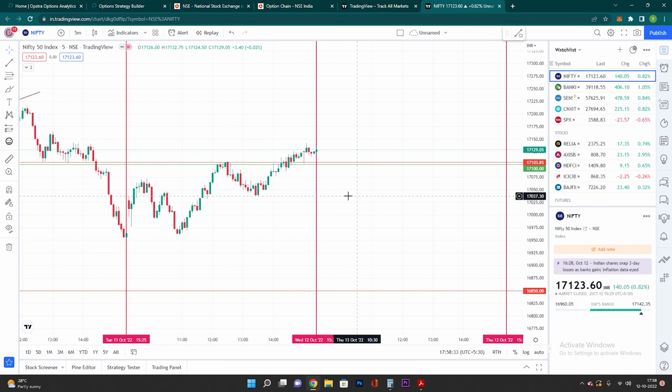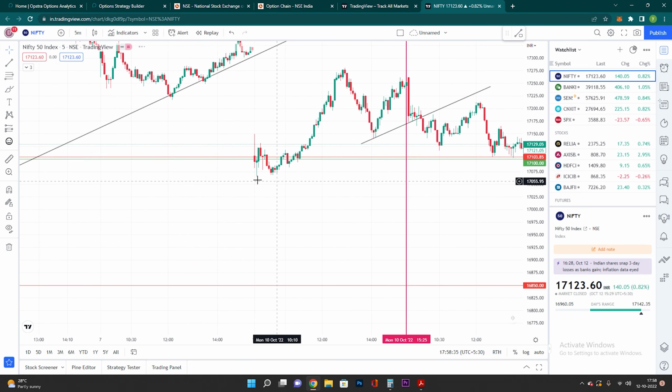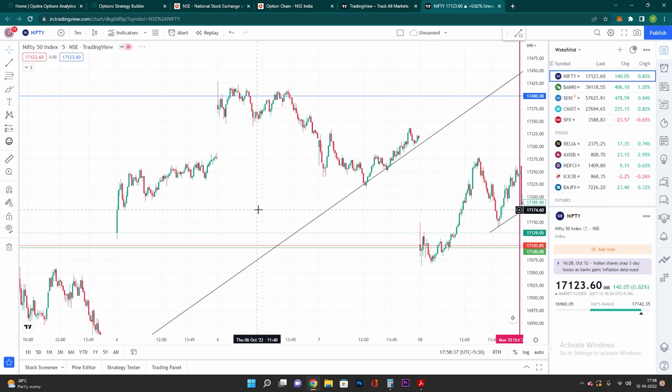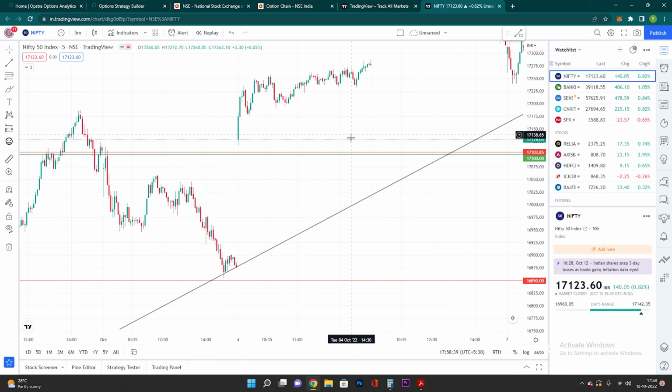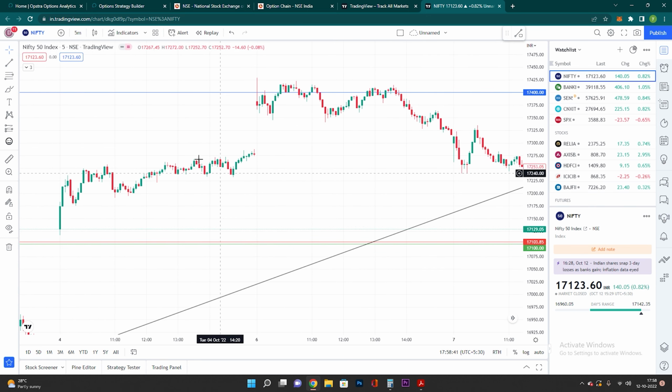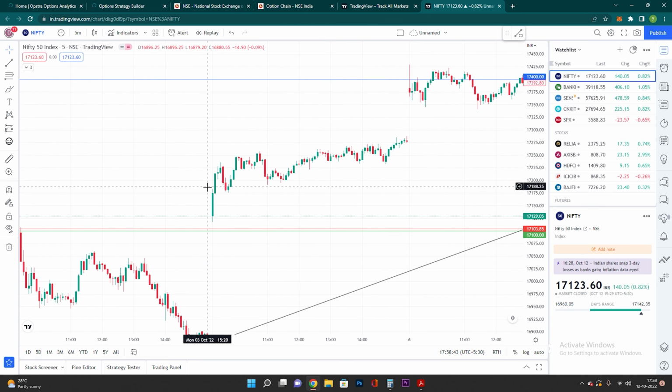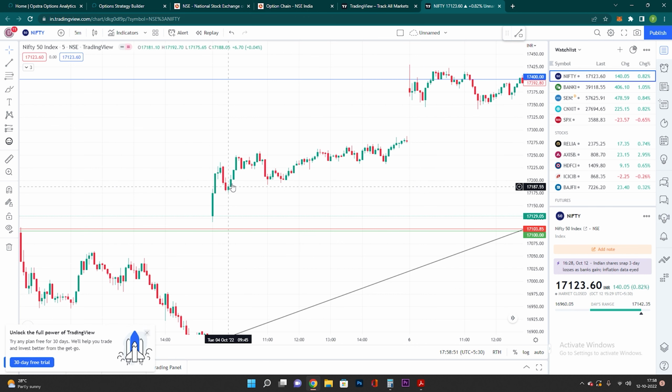See here, take this day. Here the market opens. If anyone bought options at this place, the premium will reduce heavily. It will go up, reduce, go up. At last the market was in the same place.